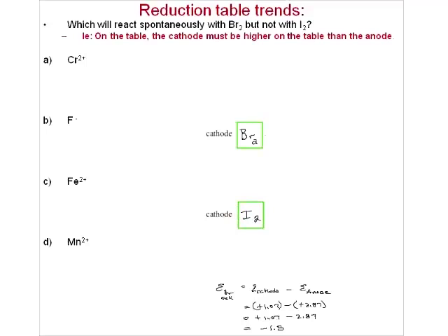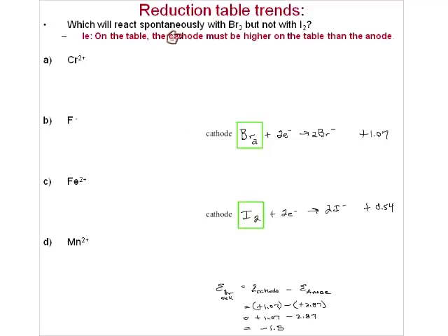What's going to happen to bromine? Well, bromine is going to have to be reduced, isn't it? So Br2 is going to have to somehow collect electrons to produce Br minus. And at the same time, in another test tube, iodine is also going to have to be reduced. So we want something that's going to react with bromine but not iodine. In terms of positioning on the table, if this is going to be the cathode, the anode has to be lower, or the cathode has to be higher.